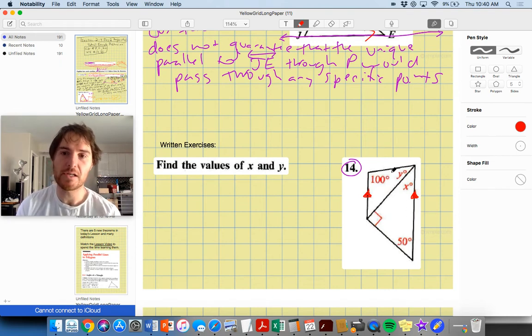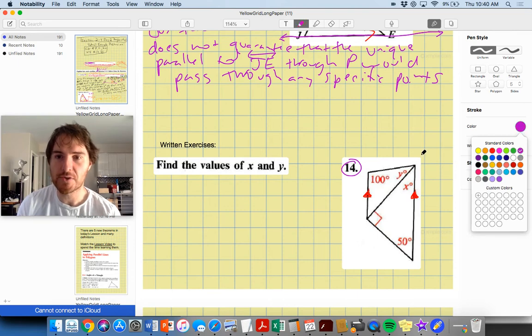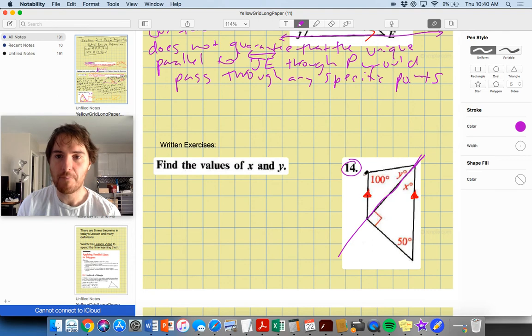Okay, so what do we notice here? Maybe let's deal with this first transversal and make an observation here. There's a transversal crossing a parallel line here, and the parallel line here. Sometimes it helps to extend them.